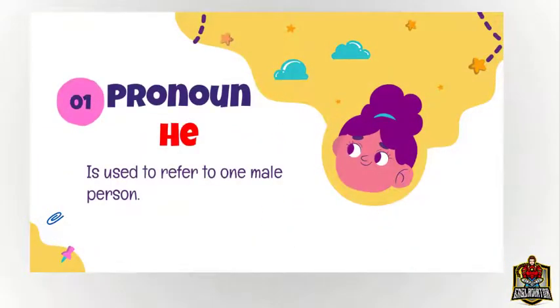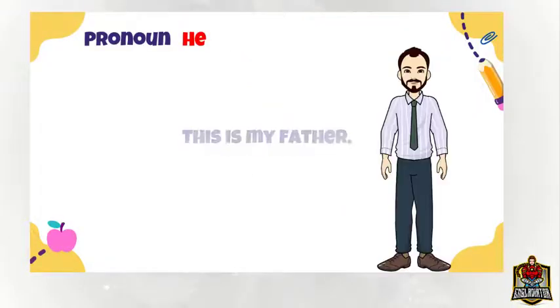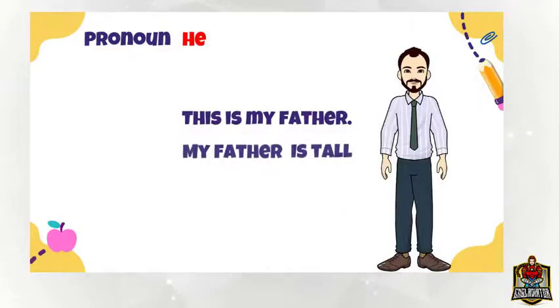Pronoun he. Pronoun he is used to refer to one male person. For example, this is my father. My father is tall. Here, we can use the pronoun he instead of repeating the subject noun my father. So, it will be, this is my father. He is tall.